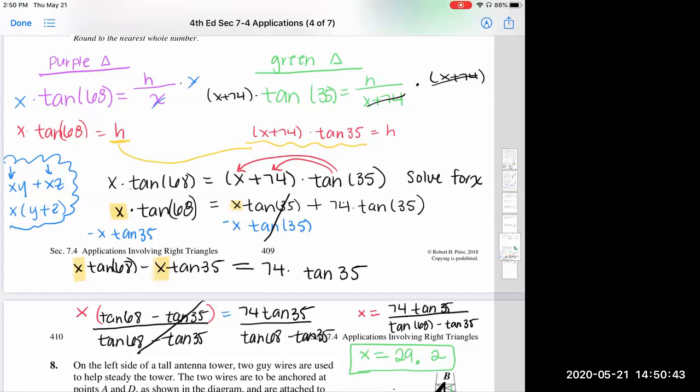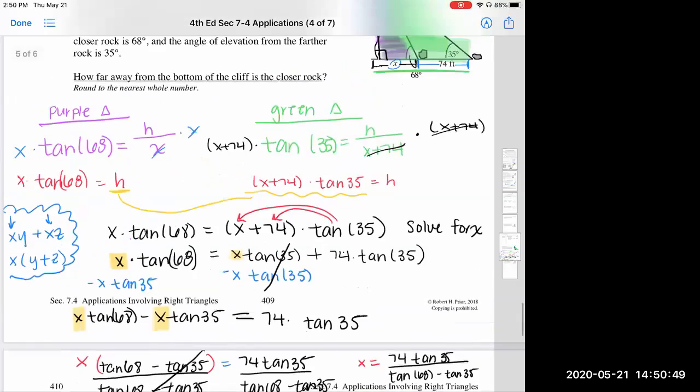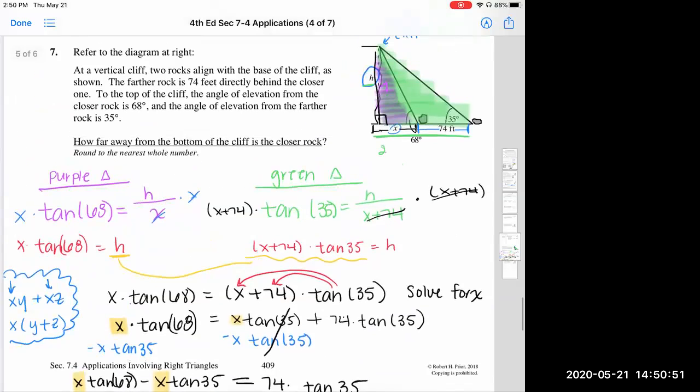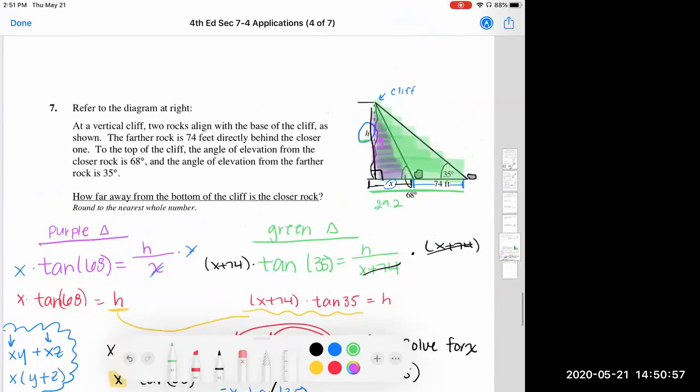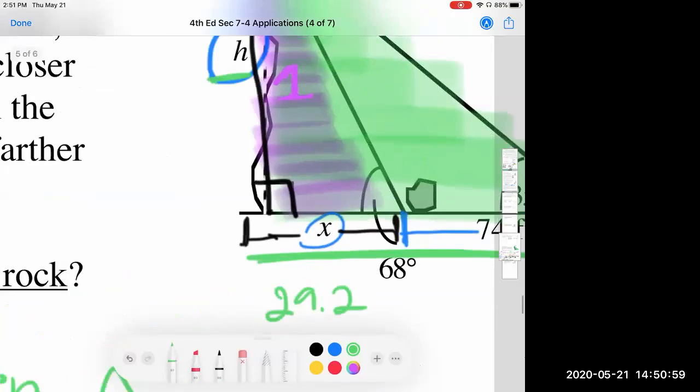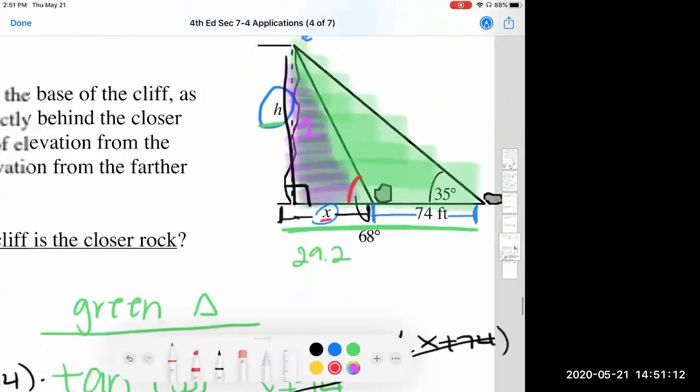All right, so we said we wanted to find h, but we just found x, right? So we have x is 29.2. We want to find h. Well, now it's an easy step, right? I can work with this angle right here. And now that I know that x is 29.2, I can use my adjacent side and my opposite side. And I have tangent of 68.